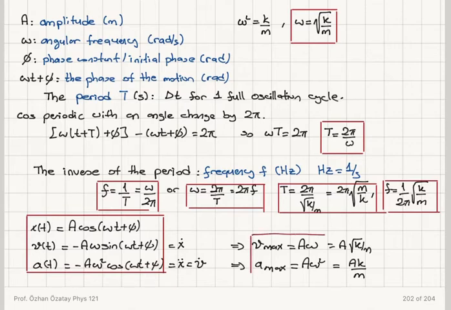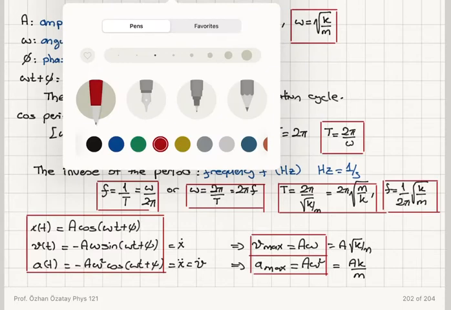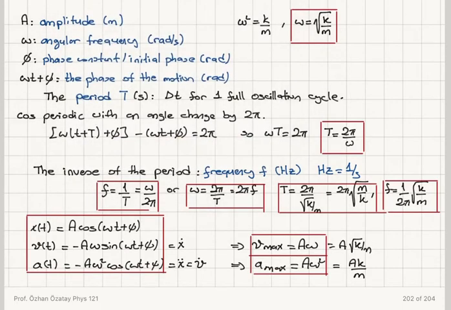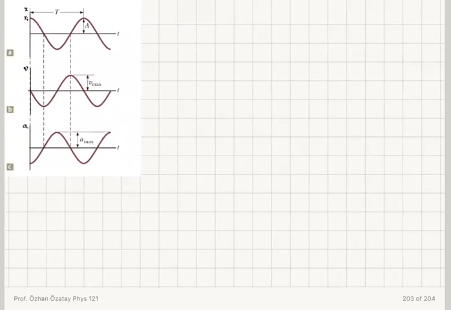So I know position as a function of time, velocity as a function of time, acceleration as a function of time. That gives me the complete information about kinematics, and I know the maximum values of the velocity and position of this particle that performs the simple harmonic motion.